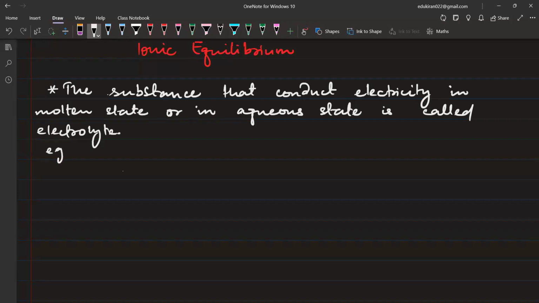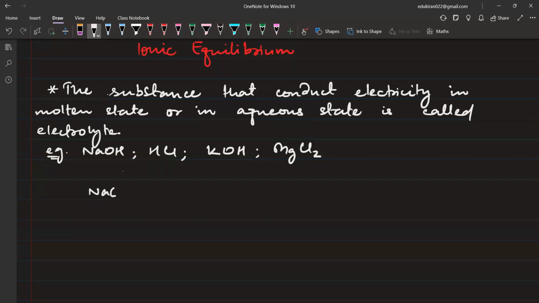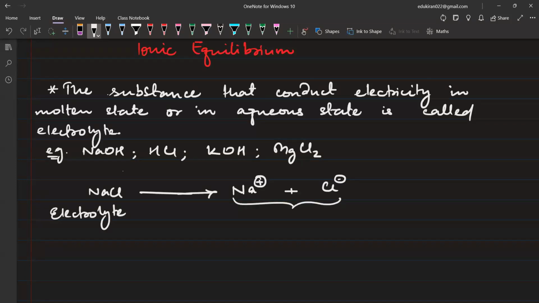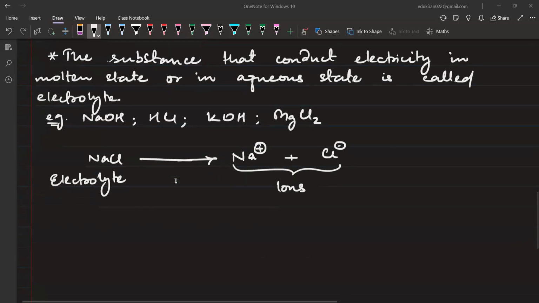So what will be an electrolyte? For example, NaOH, then HCl, KOH, MgCl2. These conduct electricity. And take NaCl, for example. NaCl in molten state or in aqueous state is in the form of Na positive and Cl negative ions. So this is your electrolyte, and these are ions. One is a cation, the other an anion. Make sense? Yes, sir.